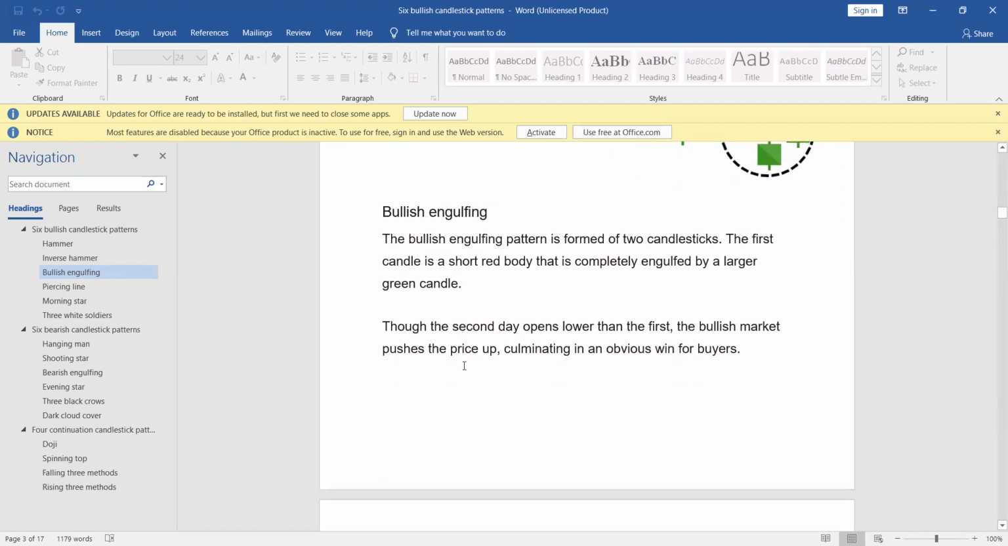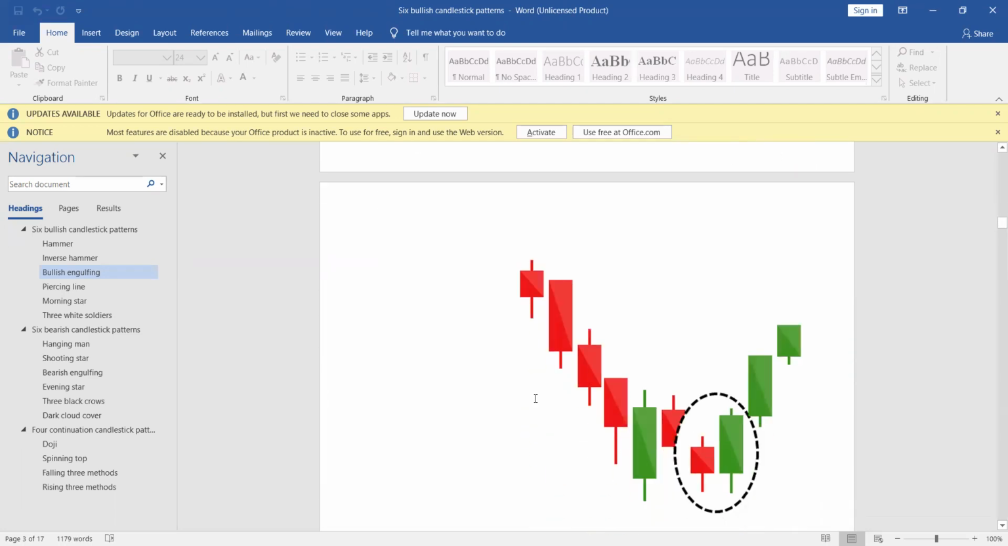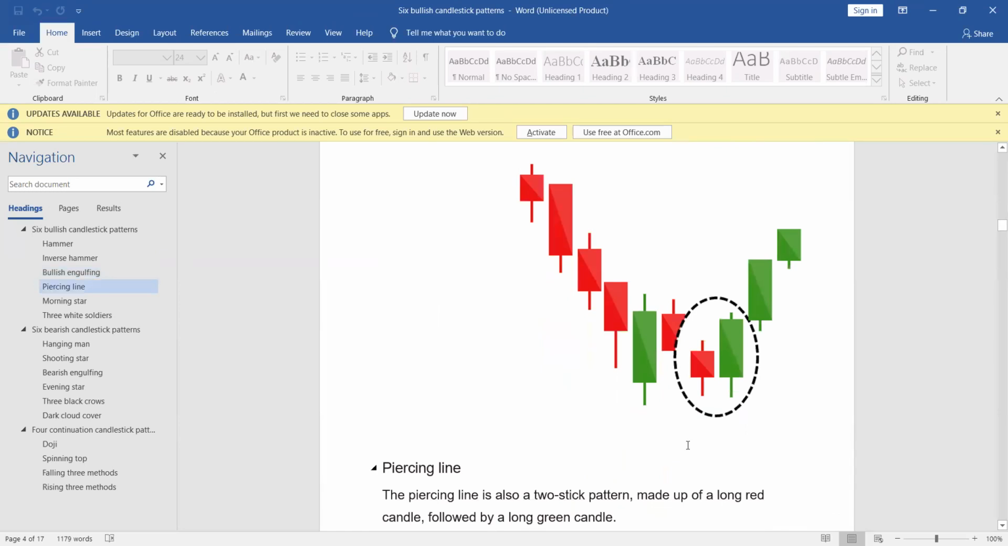Now we have bullish engulfing. With bullish engulfing, we find a pattern of two candlesticks. The first is bearish and has a smaller body compared to the bullish candle that follows. And this is what happens: the bullish engulfs the bearish. What do I mean by the bullish engulfs the bearish?